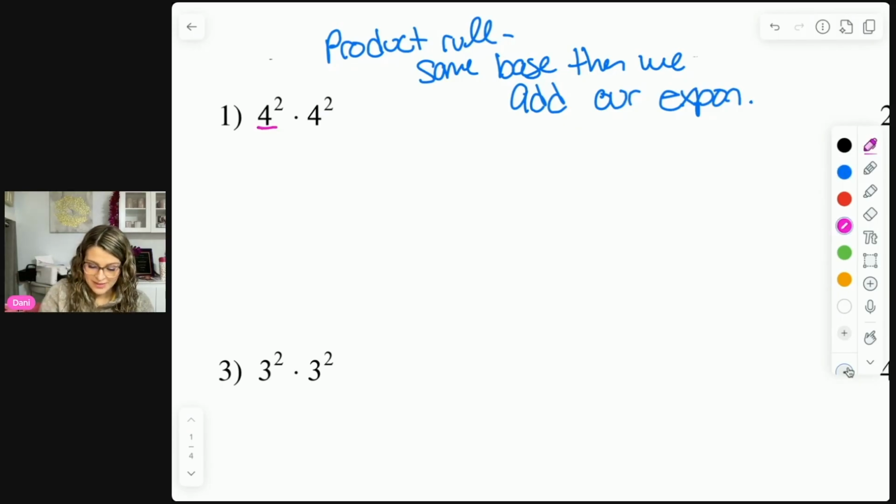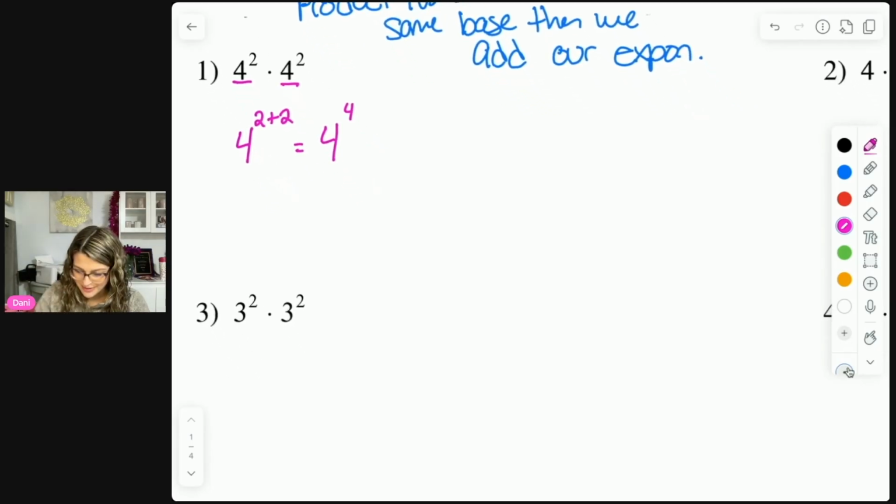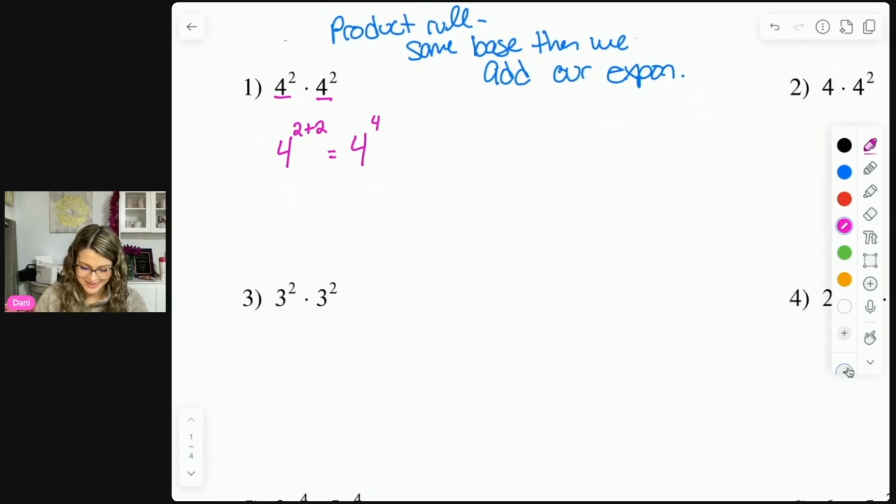So same base, so I'm going to keep my base. We'll add our exponents. So we have 4 to the 4th. And I'm not going to simplify these. We just want to write these in exponential form. If you really want to know what it equals, you can slap that right in your calculator and make yourself so happy, okay? We're not going to do that in this video.